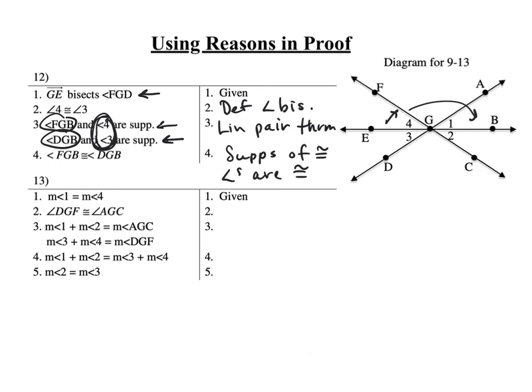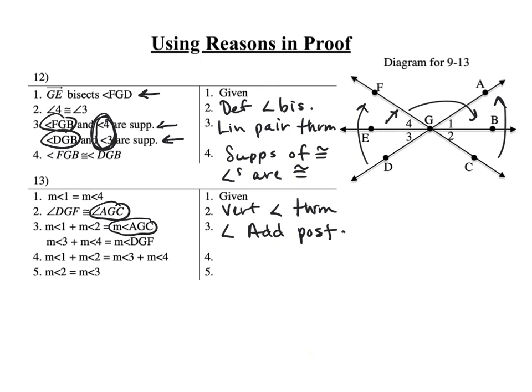Angle 1 and angle 4 are equal, that's given. Angle DGF, that's this one, is equal to AGC, that's that one. Those are vertical angles, vertical angle theorem. Two angles make a big angle, that's the angle addition postulate. Now they did some kind of substitution. They replaced AGC with 1 plus 2, and they replaced DGF with 3 plus 4. There's a substitution. And since 1 was congruent to 4 in the given, and since we know they're equal, we can subtract the same number from both sides. That is the subtraction property of equality.